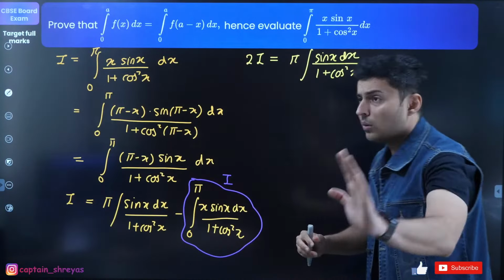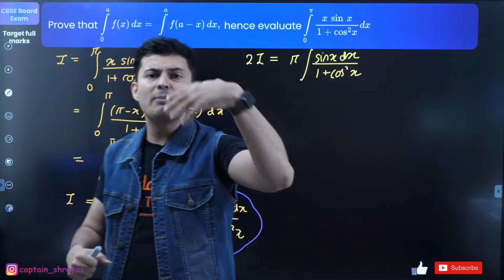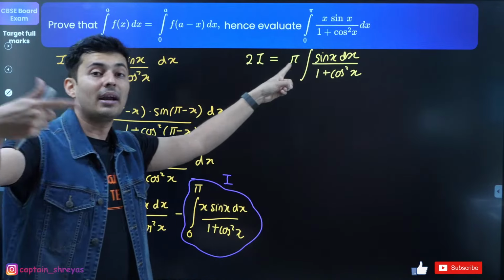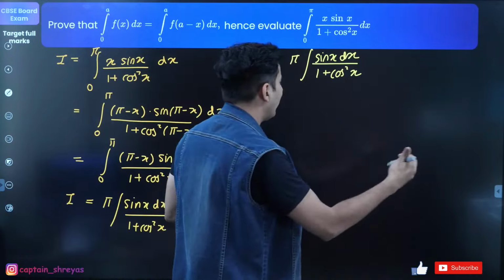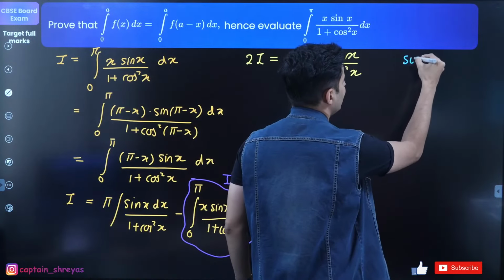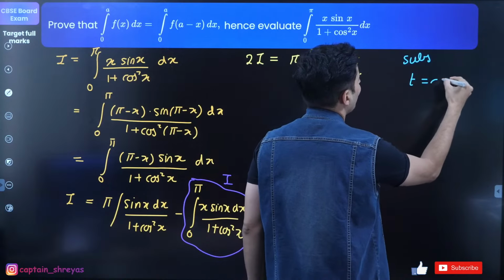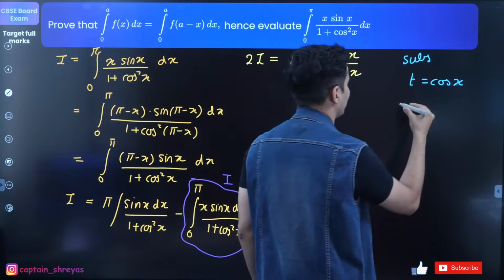Great. Now what is the magical thing? Guys, I don't think we can solve this directly, but I get some idea that cos's derivative is sine. So maybe I have to use some kind of substitution. What kind of substitution? Substitute maybe, t is equal to cos of x. Okay, now see what happens.